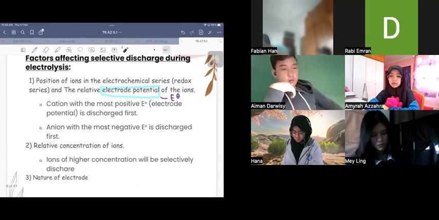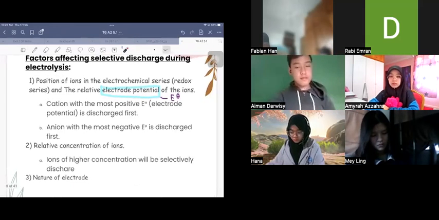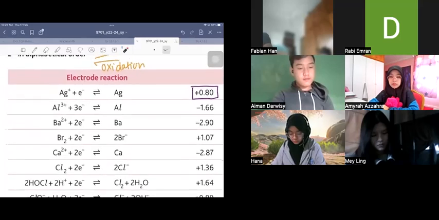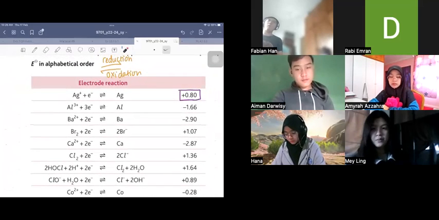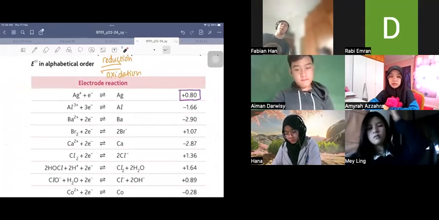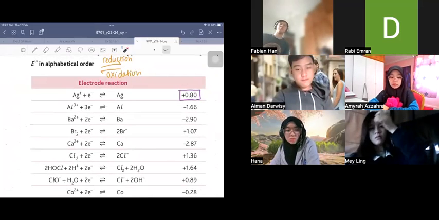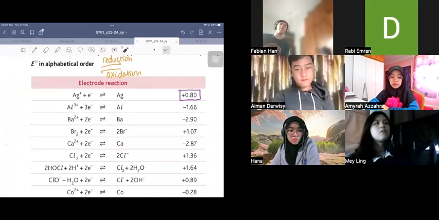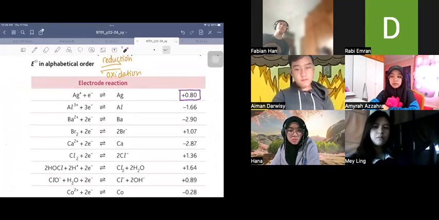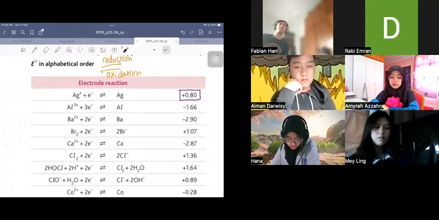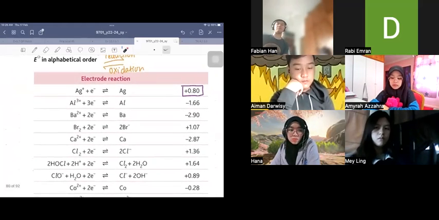So the cation with the most positive E note will be discharged first. Now, cations tend to undergo the reduction process. If you remember, red cat: on the cathode electrode, reduction happens. So your cathode is your negative terminal, so your positive ions will be attracted to the cathode.